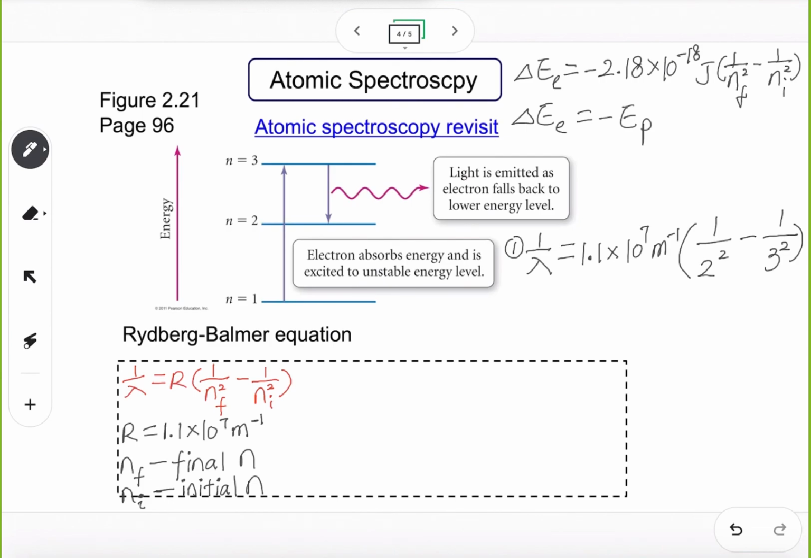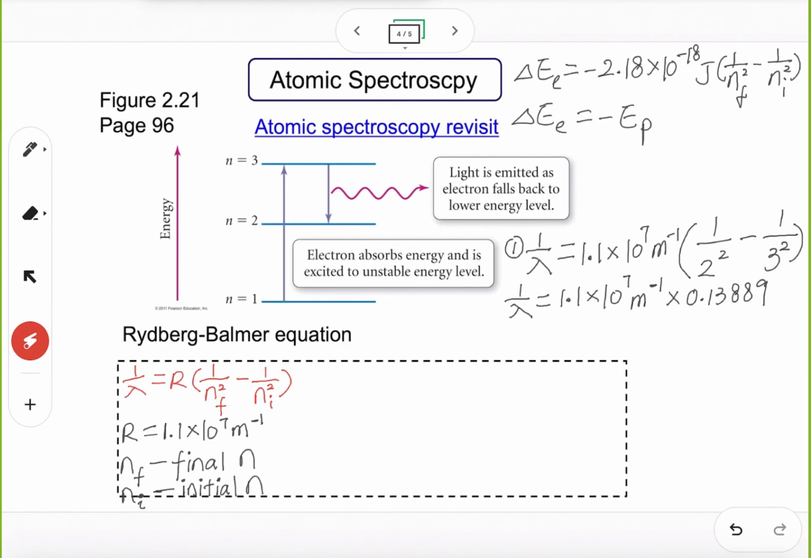So that tells us 1 over lambda equals 1.1 times 10 to the 7th meter to the negative 1 times the part inside the parentheses. My calculation tells me it's going to be 0.13889. Again, don't worry about the significant figures because these 2 and 3 are constants.